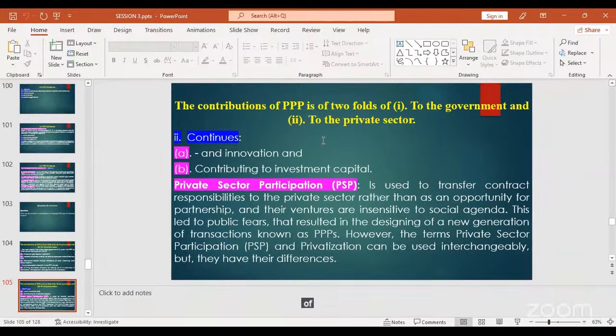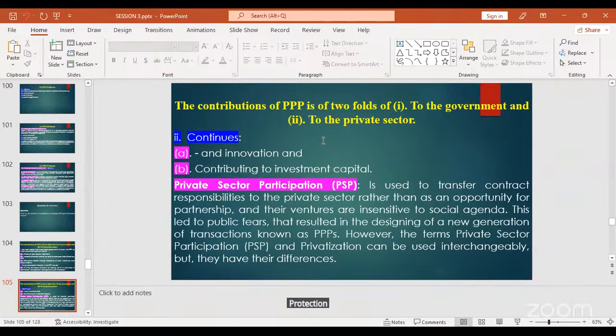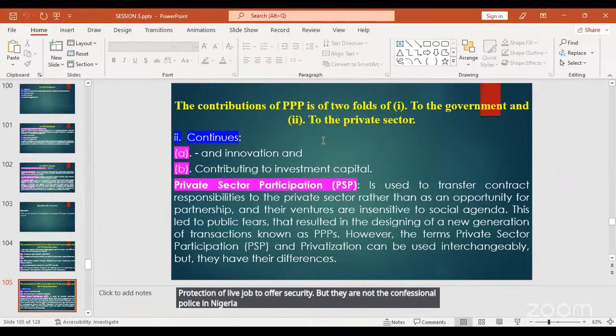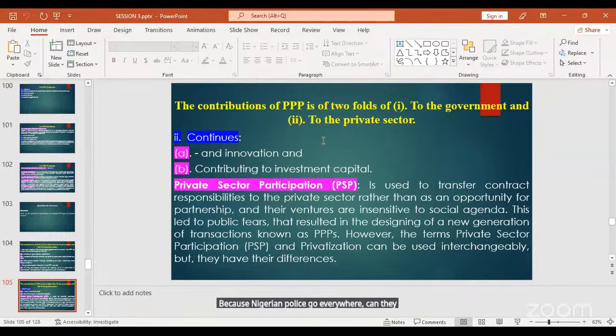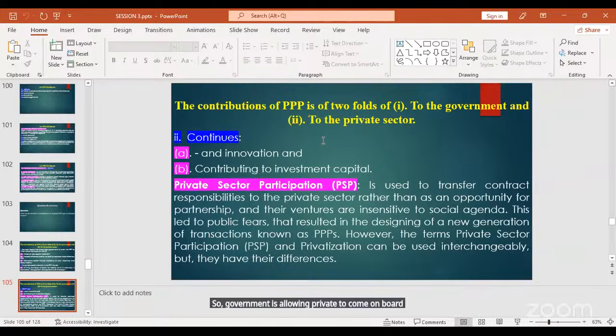I recently attended a function in one of the Middle Belt states. Security personnel were hired, and they are from private sector participation. They were fully kitted, fully armed to do protection of life jobs, to offer security. But they are not the conventional police in Nigeria. Because can Nigerian police go everywhere? Can they offer the entire security that is needed? How many are they? Let's be sincere to ourselves. So government is allowing private sector to come on board, even in some critical areas.